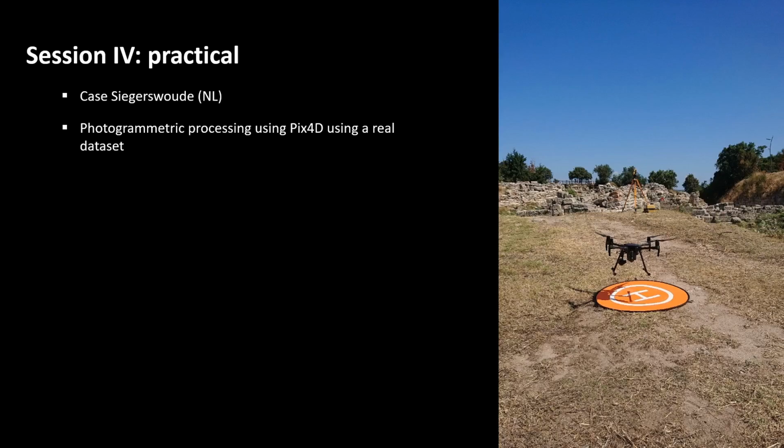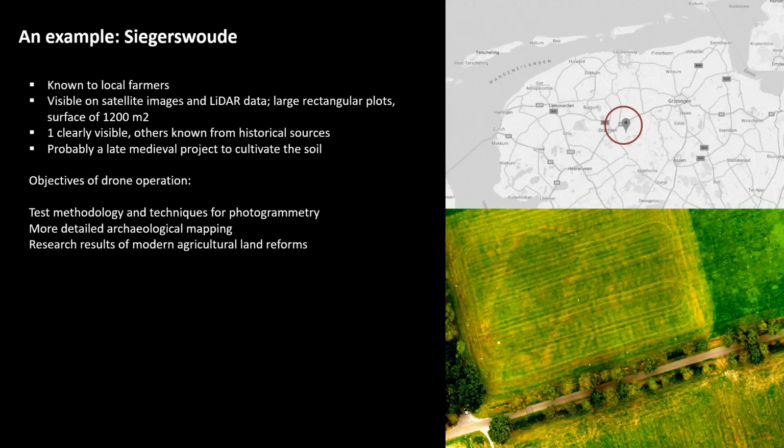The photographs that we will be using have been collected at Siggerswoude, which is an archaeological site in Friesland in the Netherlands. Now Siggerswoude is an archaeological site known to local farmers. It is also visible on satellite images and LiDAR data, and it takes the shape of large rectangular plots defined by ditches that encompass a surface of around 1200 square meters.